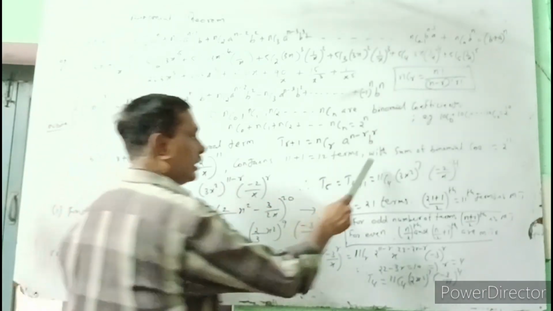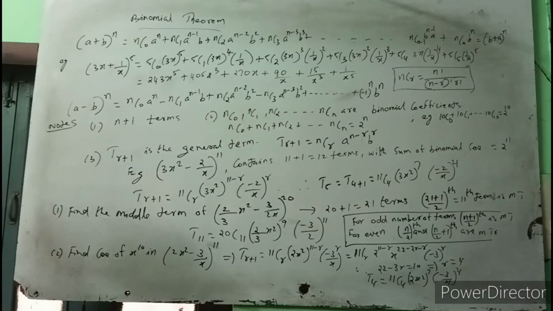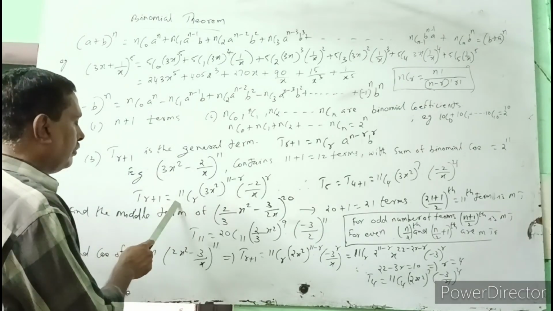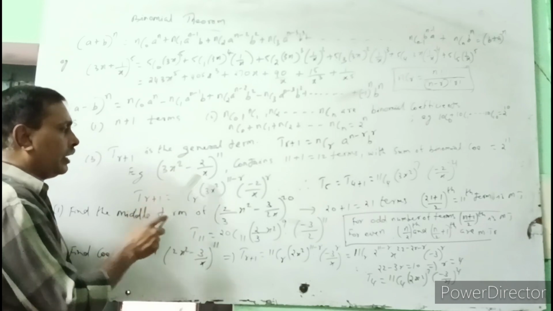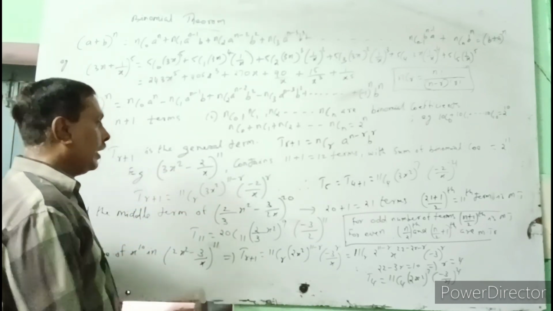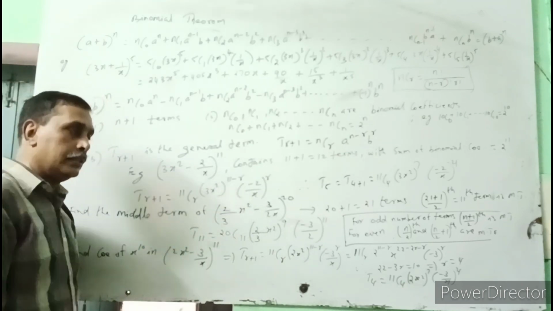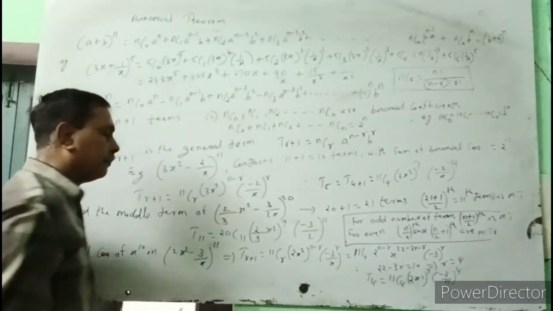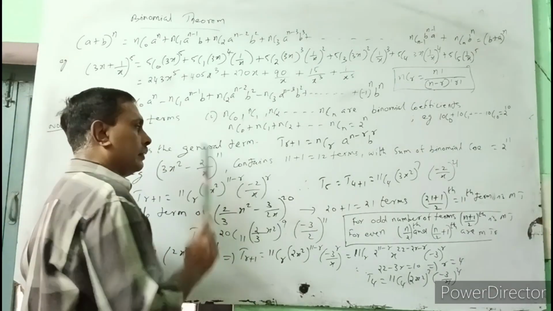One example is written: (3x square minus 2 upon x) the whole raised to 11 contains 11 plus 1, that is 12 terms, with the sum of the binomial coefficients 2 raised to 11. Now if I am finding the general term, it is 11CR, first term 3x square raised to 11 minus R, into the second term, minus 2 upon x, the whole raised to R. That is what is called the general term. Here R can be any number from 0 to 11.